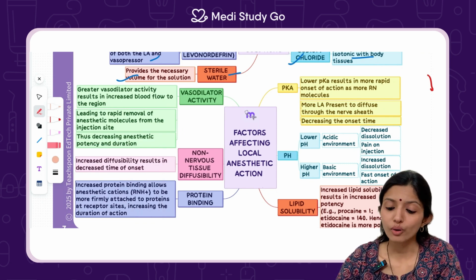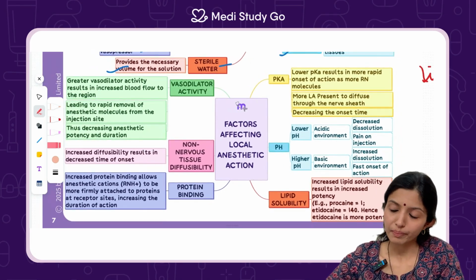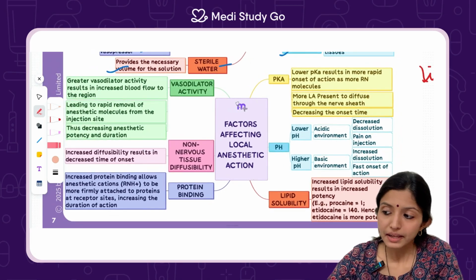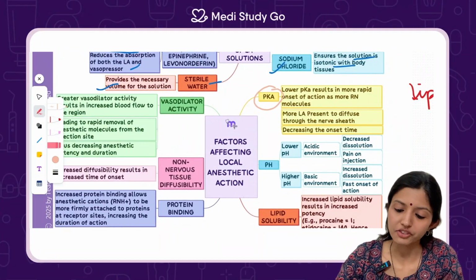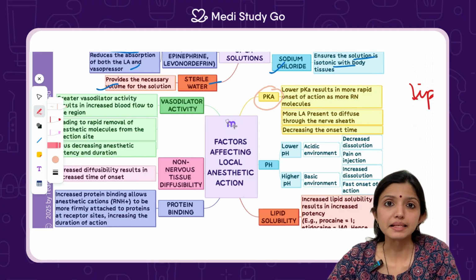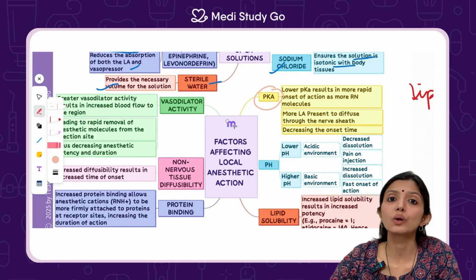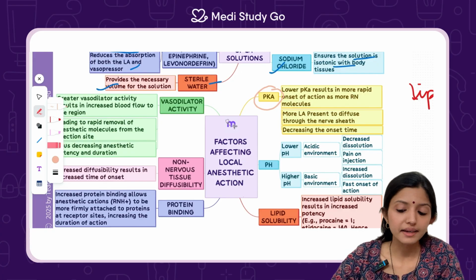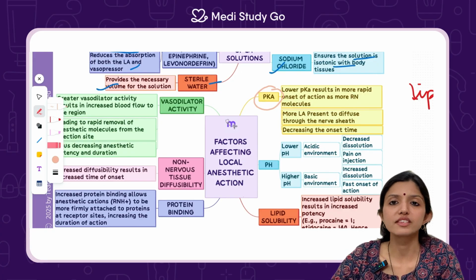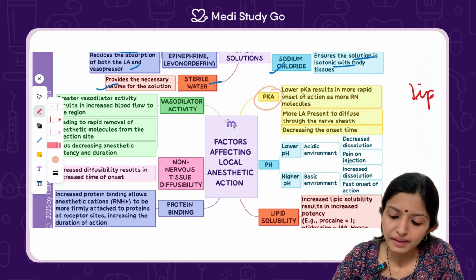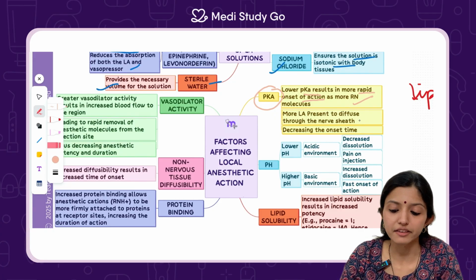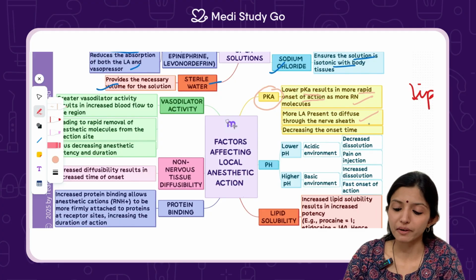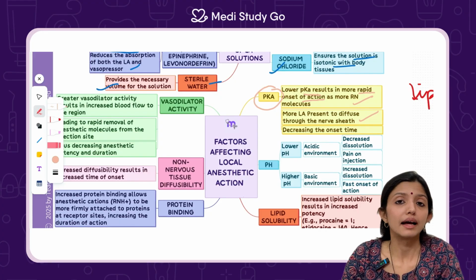Now moving onwards, we have to understand what are the certain factors which may affect the action of your local anesthetic solution. So beginning with, you have a pKa. pKa is your ionization constant. So it means that the pKa should be closer, which means the pH of your local anesthetic solution should be somewhere closer to 7.4. A lower pKa results in more rapid onset of the action because there will be more molecules which will be available. More LA present means it diffuses through the nerve sheath, and this will prevent the onset of the LA action.